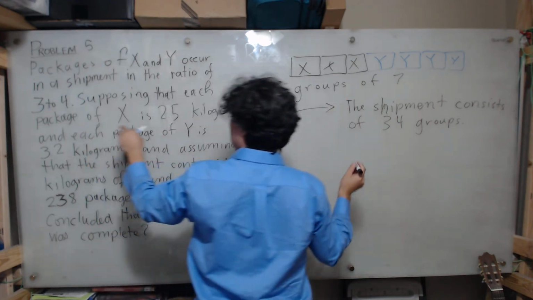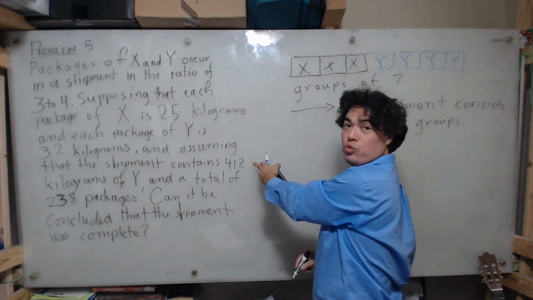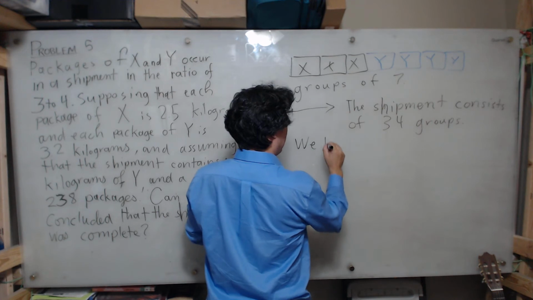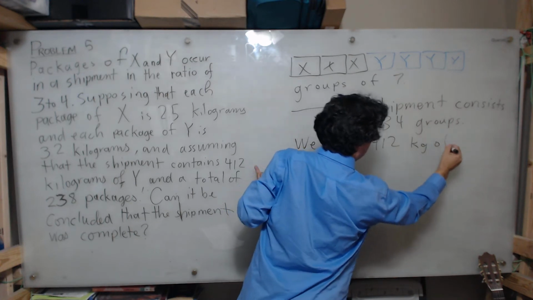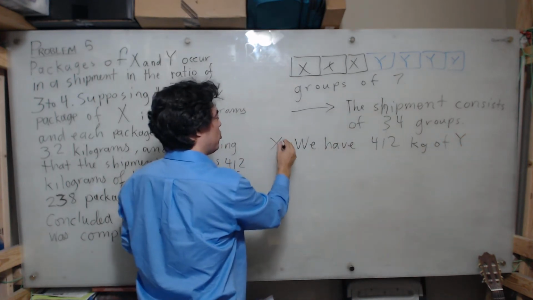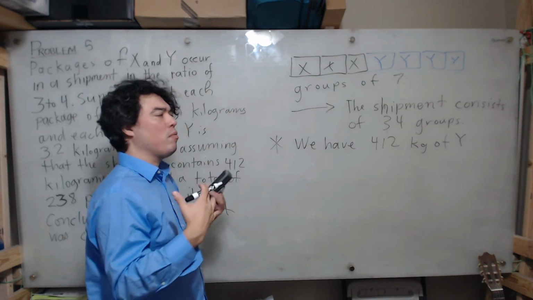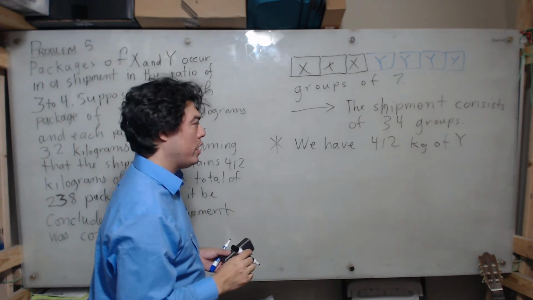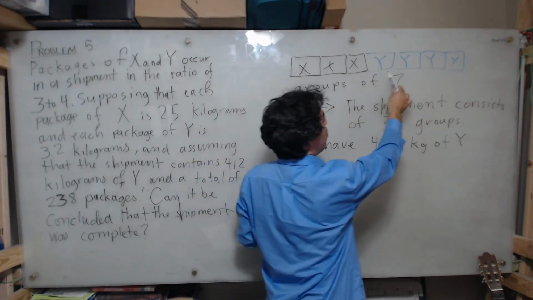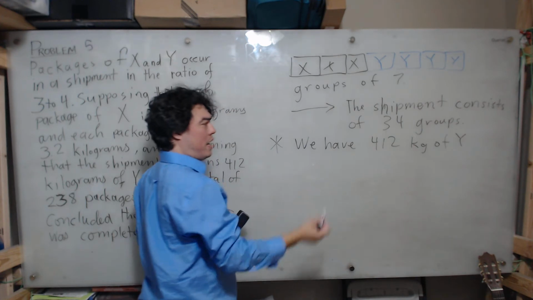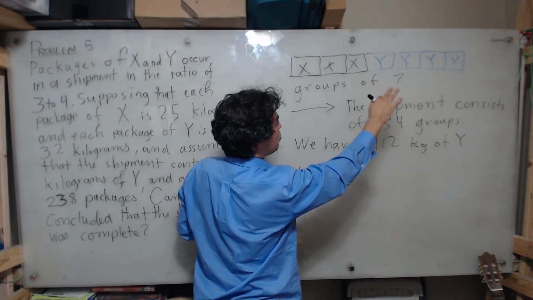Now, they tell us that it contains 412 kilograms of Y. Right? This is part of the problem statement. We now want to ask ourselves, how much Y do we expect to have? Well, we know that each of these 34 groups has 1, 2, 3, 4 Y packages in each. So 34 times 4.